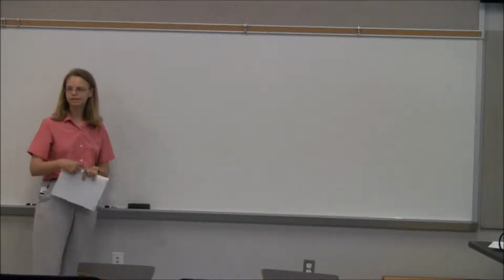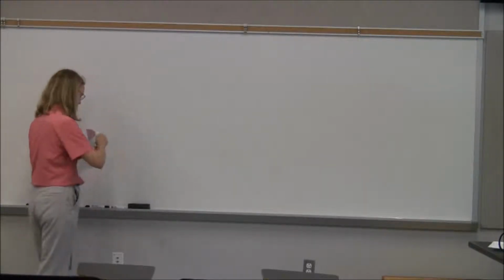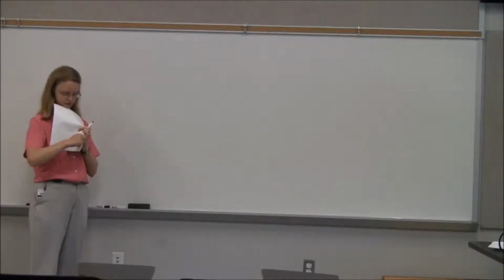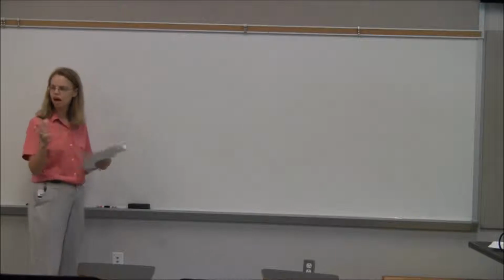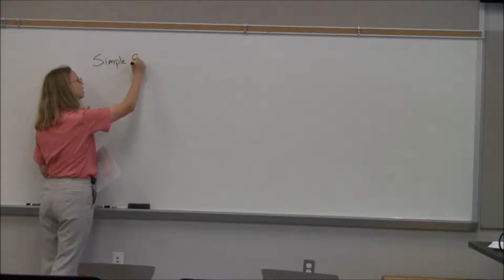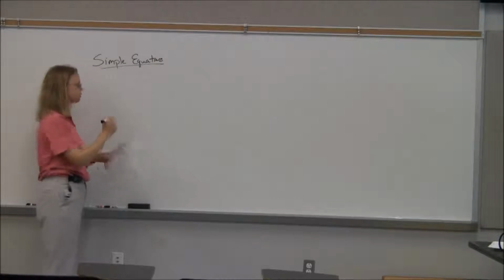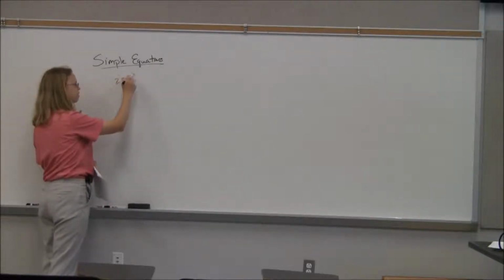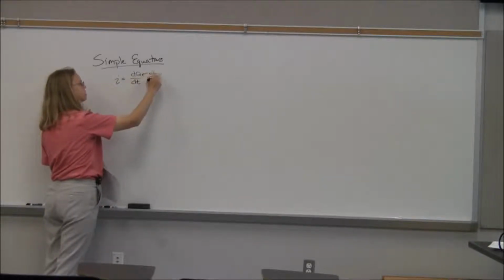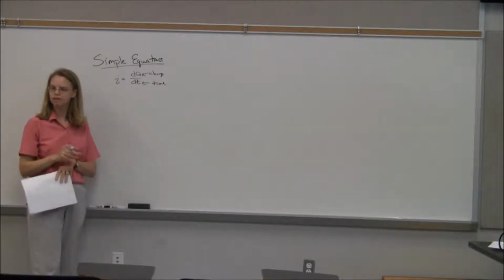All right, so we're going to talk just a little bit today about some really simple equations for electrochemistry. The first one that you have to remember is that current is equal to dQ/dt. Remember, Q is charge and t is time. So again, the change in charge over time gives you current.